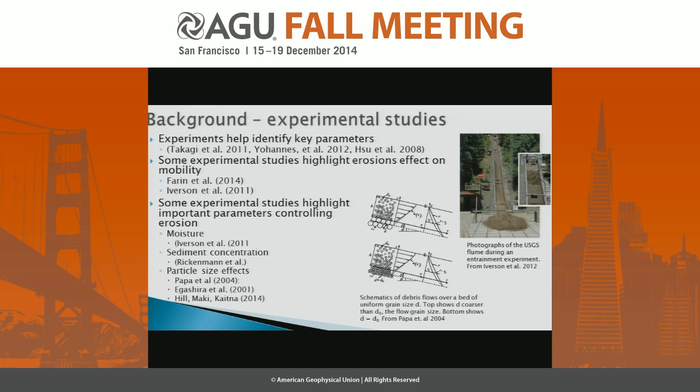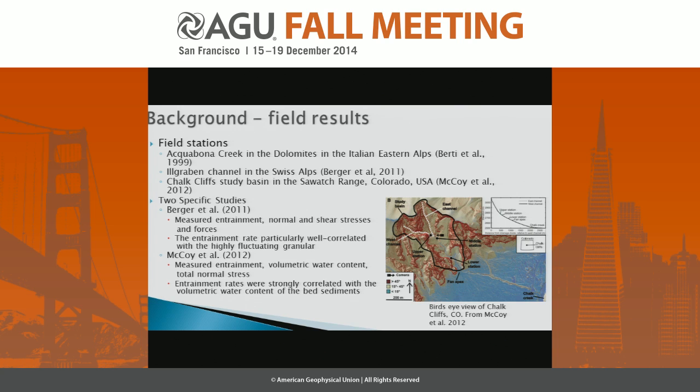So this topic has been approached in a number of different ways. One is with experimental studies, which are very helpful in identifying some key parameters of interest. Some experimental studies have highlighted erosional effects on mobility, which partially motivated our study of entrainment, since instantaneous entrainment is suspected to play a role in mobility, and that's a very important factor, as we've seen with the Oso disaster. Some other important parameters controlling erosion have been moisture, sediment concentration, and particle size effects.